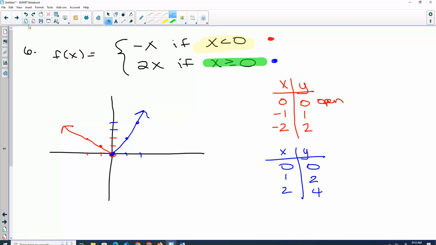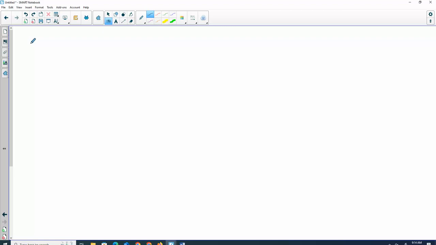Okay. Let's look at problem number 8. So another piecewise function.